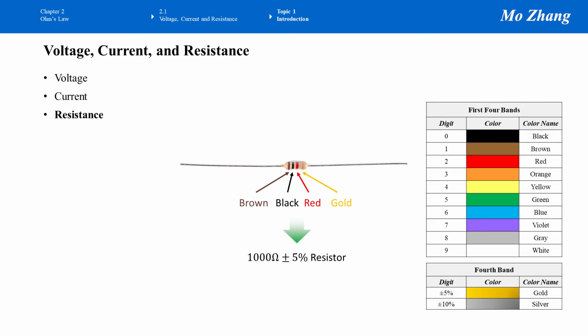When the manufacturer made it, it is not exactly 1000 ohm. It can be a little bit more or a little bit less, but the actual value should be in the range. Otherwise, it's a defective resistor.